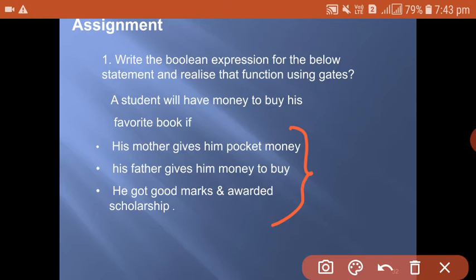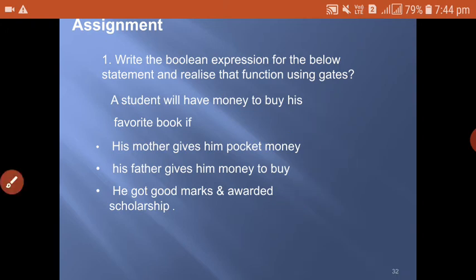Student having the money to buy a favorite book is the output variable, which you can consider as Y, and you can consider these three variables as A, B and C. His mother gives him pocket money, his father gives him money to buy, and he got good marks and is awarded a scholarship. The realization of this problem statement will have how many input variables? Three input variables and one output Y, so that you can have the expression, and also you can realize this expression with the help of basic logic gates. So this is a simple assignment for you.